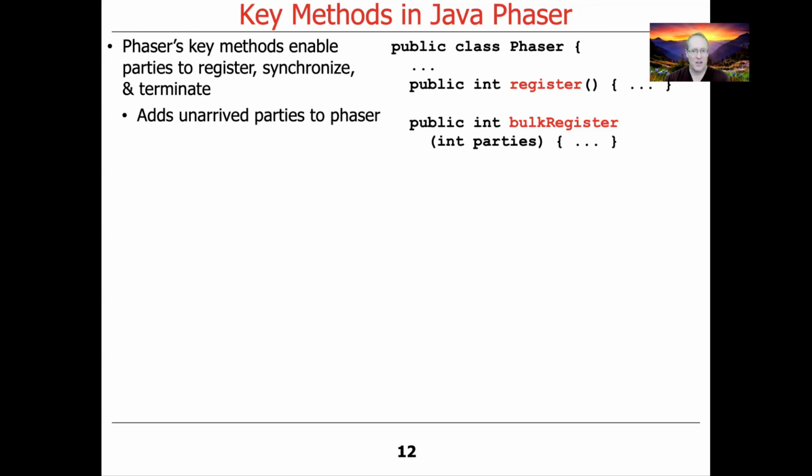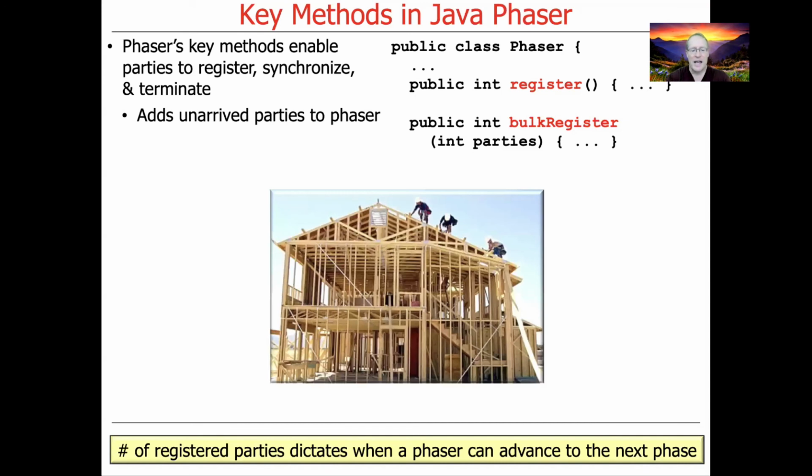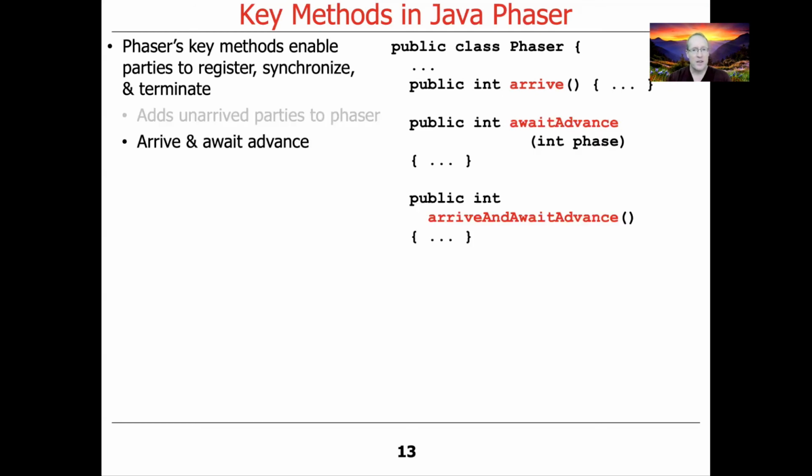And there are 2 methods. One's called register, and that just adds 1 party. And another one's called bulkRegister, where you can give it a number of parties. I don't know why they didn't just have register that took no parameters and register that took a parameter, but that's the way they decided to define the method names. And again, ultimately, the number of registered parties will dictate to the phaser when it can go to the next phase. There's also a slew of methods that are used to arrive and await advance.